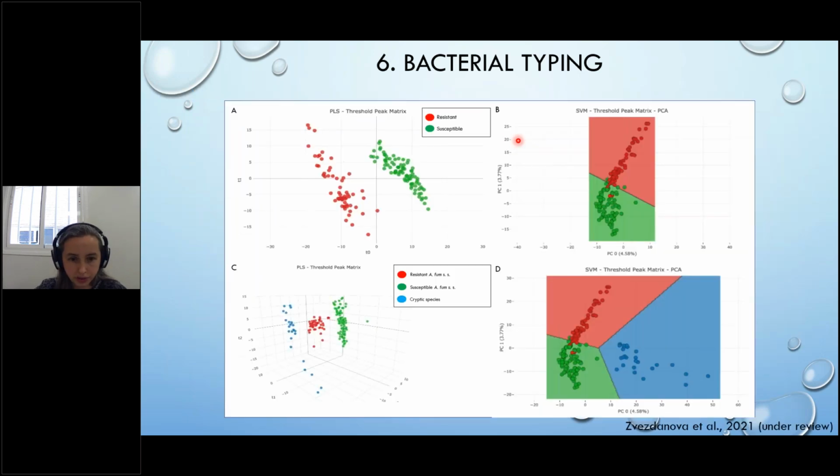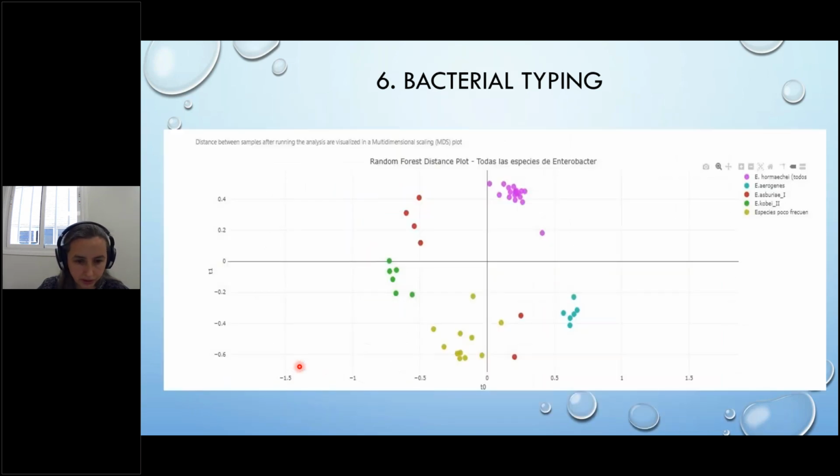SVM algorithm. This is a recent paper, still under review, in order to differentiate Aspergillus fumigatus species. These are sensitive Aspergillus, and these are resistant isolates, resistant to different azoles. In this figure, we show that we can differentiate resistant from susceptible, and cryptic Aspergillus from different cryptic species.